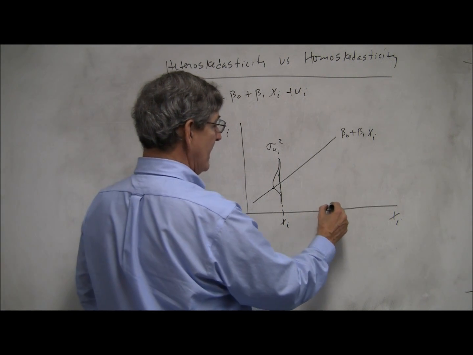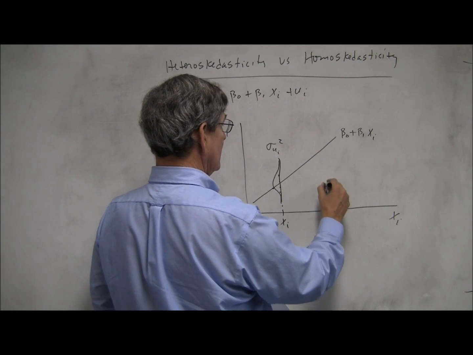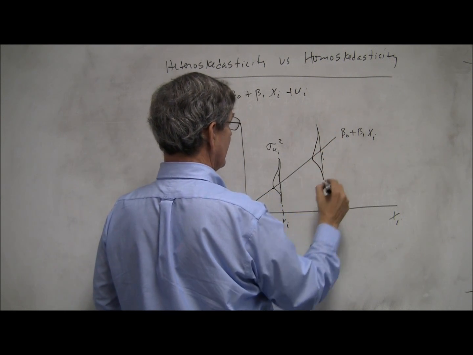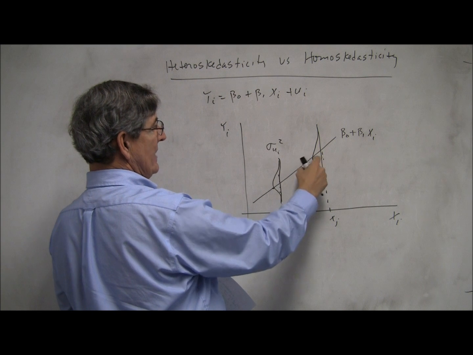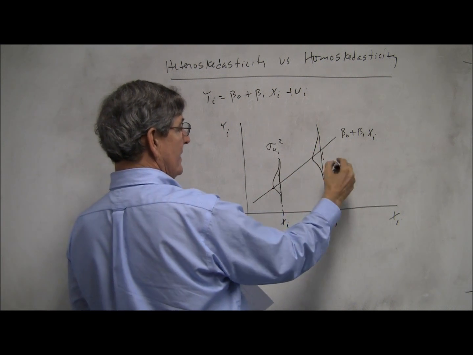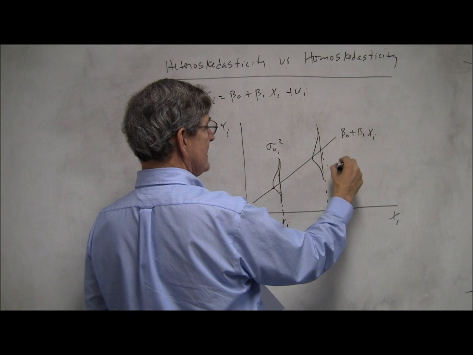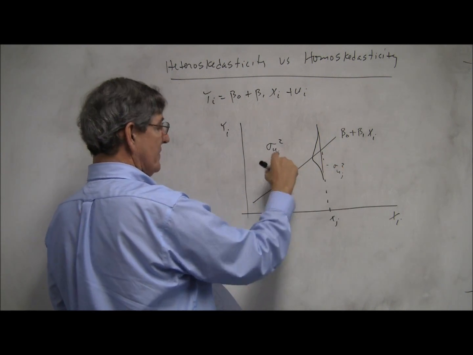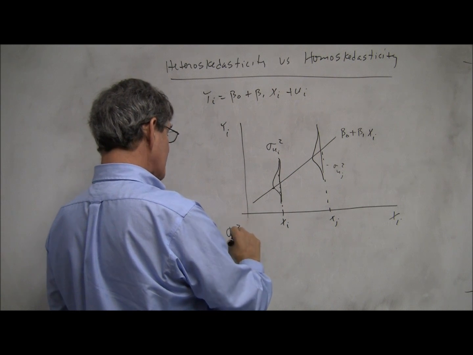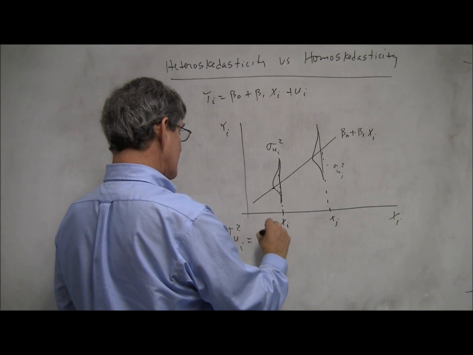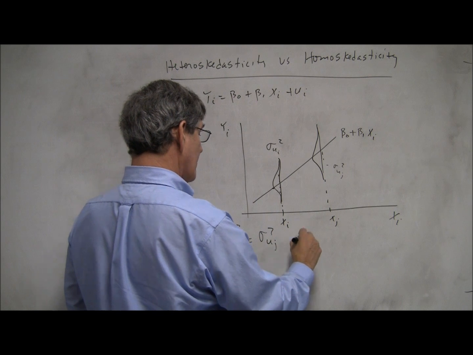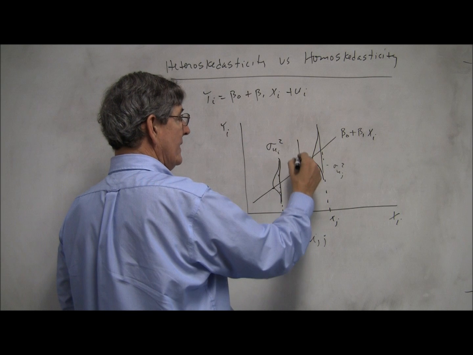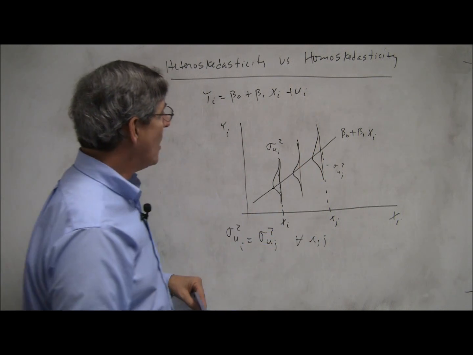Out here there's another X, X_j, and we could write down the distribution of its errors. I meant for these two things to look identical. The variance here is going to be sigma squared u_j, because we're at X_j. If sigma squared u_i equals sigma squared u_j for all i and j, no matter where we're at, if every one of these is identical, that's homoscedastic.